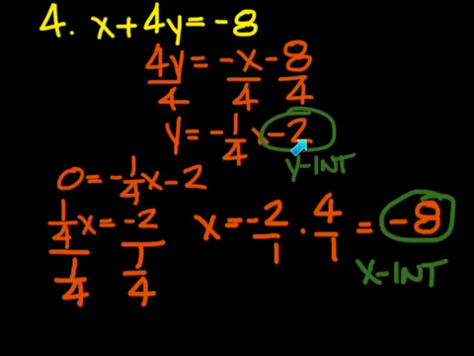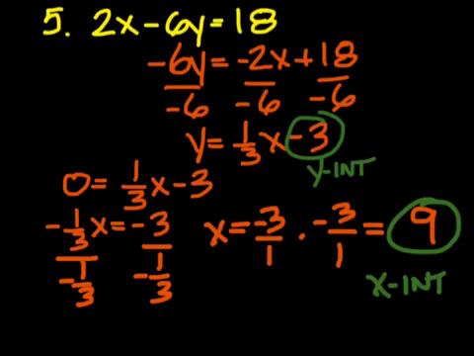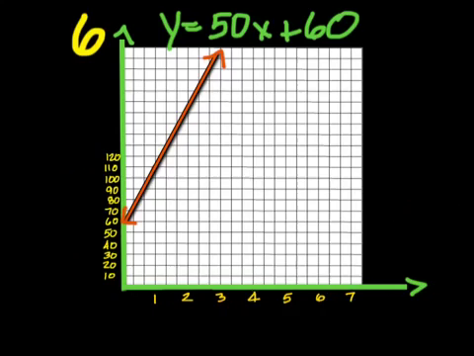Number 4, the y-intercept is -2. And the x-intercept is -8. On number 5, the y-intercept is -3. The x-intercept is 9. For your graphs, they are 1 point each. Your equation for this one should be y equals 50x plus 60.